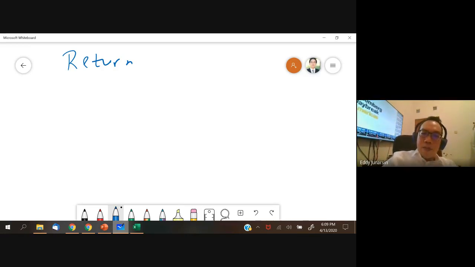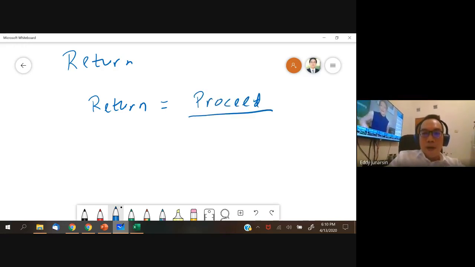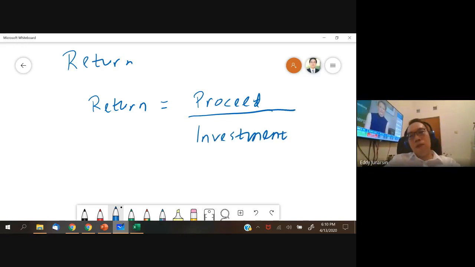So whatever investment products you chose to invest in, the measurement or the estimation of return always follows the same principle. Return can be measured as your proceed divided by your initial investment. So this is a common principle for any type of investment instrument. Now here's the thing, right? The form of proceed might be different from one investment instrument to another. So the form is different, but again, the principle is the same.